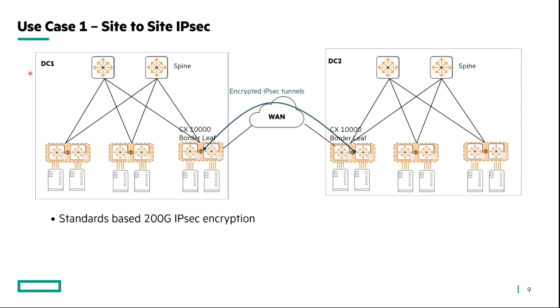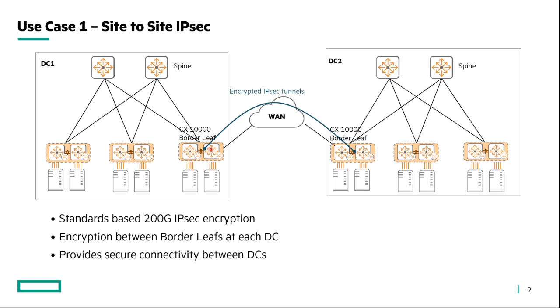Moving on to use cases now, and there's three to take a look at. Use case 1, a classic deployment model between sites, in this example, DC1 to DC2, and there's an encrypted IPsec tunnel between the border leafs, and that's encrypting the data between DC1 and DC2, and this will provide secure connectivity between the data centers. So a classic model that probably we're all familiar with.